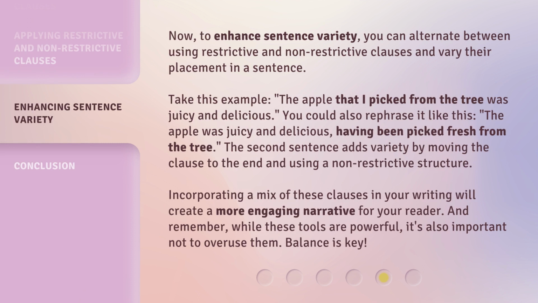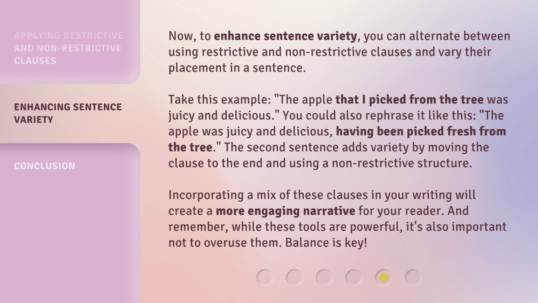Now, to enhance sentence variety, you can alternate between using restrictive and non-restrictive clauses and vary their placement in a sentence. Take this example. The apple that I picked from the tree was juicy and delicious. You could also rephrase it like this. The apple was juicy and delicious, having been picked fresh from the tree. The second sentence adds variety by moving the clause to the end and using a non-restrictive structure.